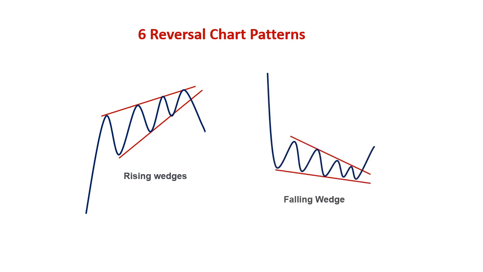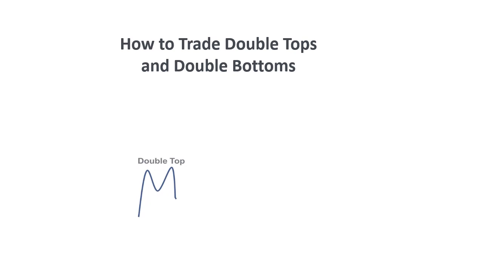If a reversal chart pattern forms during an uptrend, it hints that the trend will reverse and that the price will drop down soon. Conversely, if a reversal chart pattern is seen during a downtrend, it suggests that the price will push up later. How to trade double tops and double bottoms.